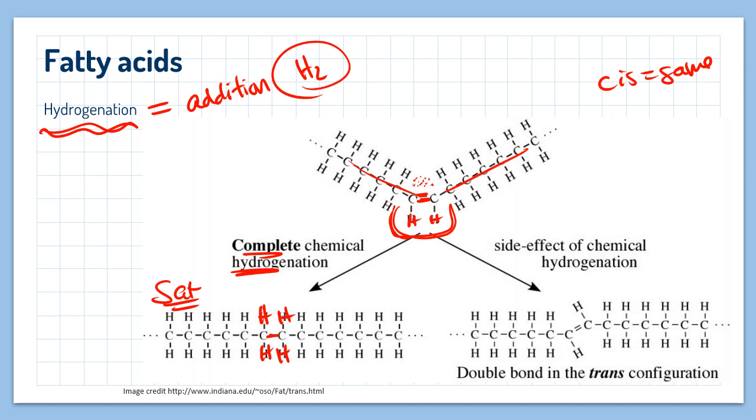We can also sometimes have, as a side effect of this hydrogenation, these trans unsaturated fatty acids pop up. Notice here that our hydrogens are on the opposite side of the carbon double bond, which means that this guy is going to have a little bit more of a straight structure, which allows it to pack inside our blood vessels a little bit more easily, which means that it's just not as healthy for us.